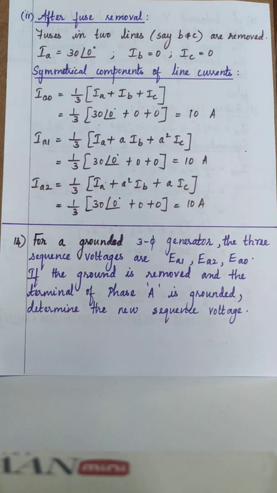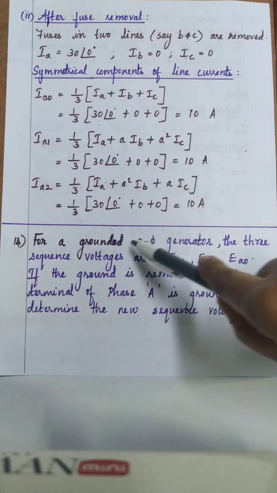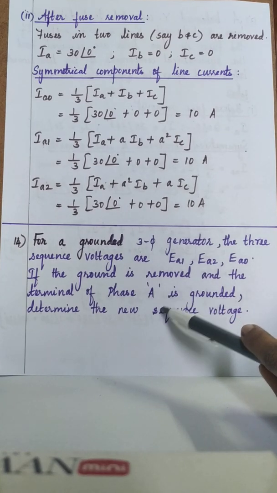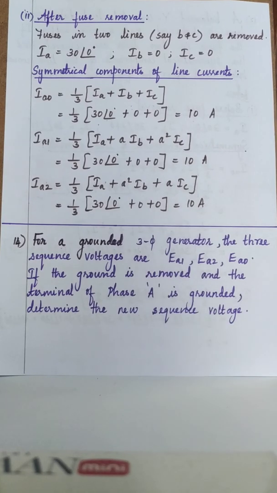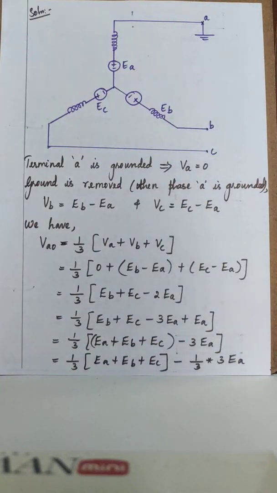Here we are going to represent EA0, EA1, EA2 as the sequence voltages with the neutral of the three-phase generator grounded. After the ground is removed from the neutral point, instead of neutral grounding, they are grounding phase A. They have asked to calculate the new set of sequence voltages, which we are considering as VA0, VA1, VA2. So what is EA0, EA1, EA2? The neutral of the generator grounded. What is VA0, VA1 and VA2?